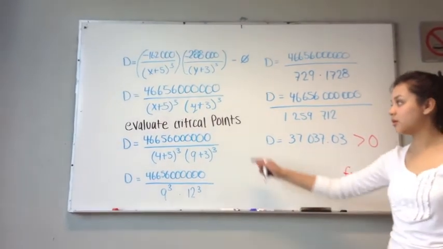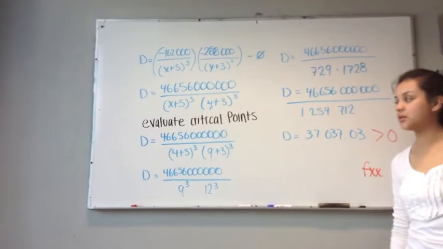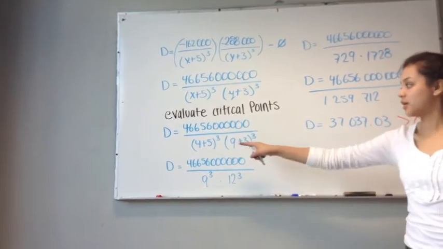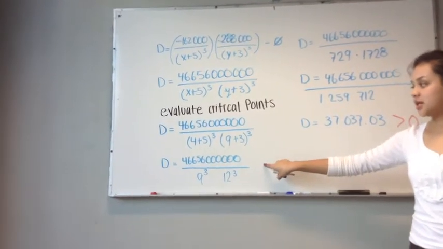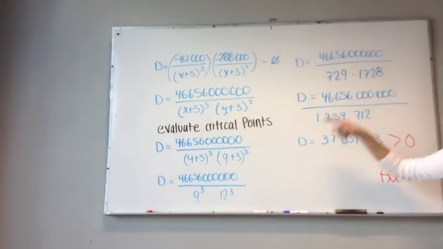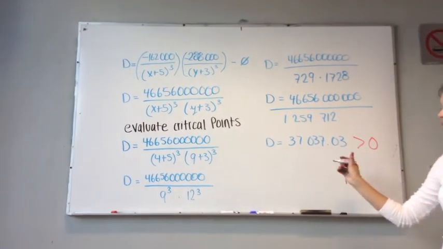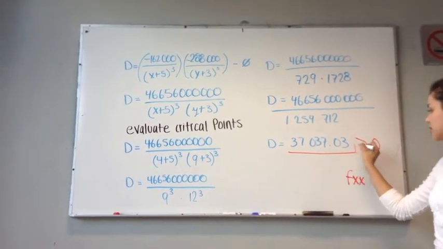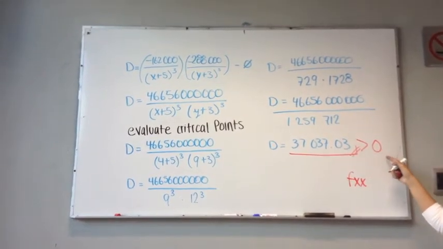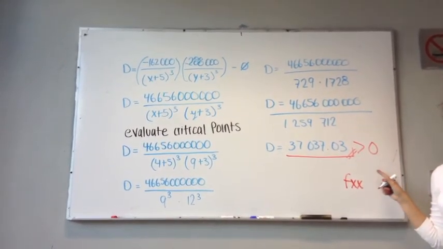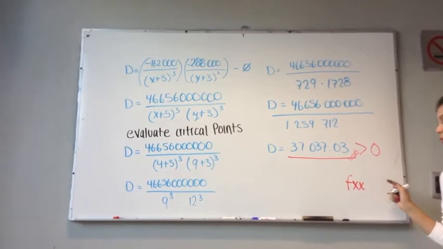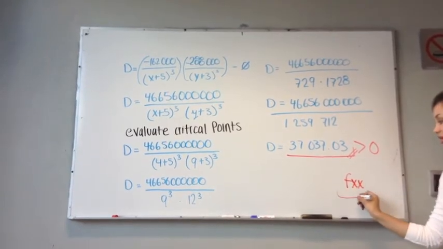And now we evaluate the critical points. Remember that it was 4 and 9. So for 4 and 9, we just did this equation, just solving an equation, and we got this, right? And since it's greater than 0, we are going to have to evaluate the critical points in this equation right here.